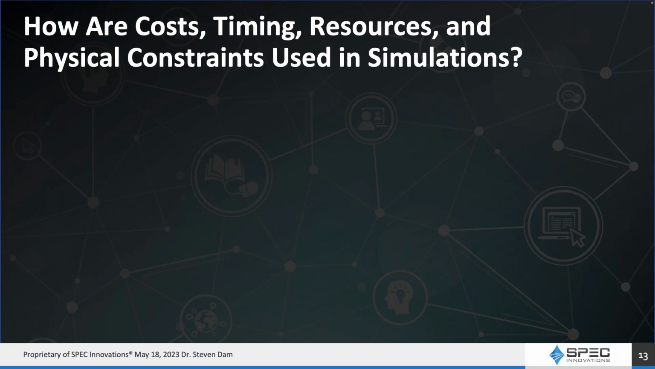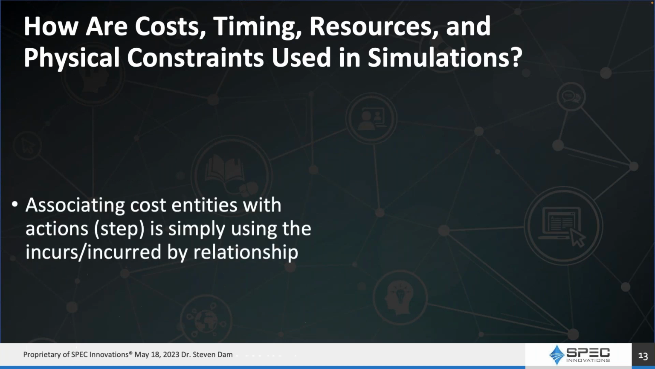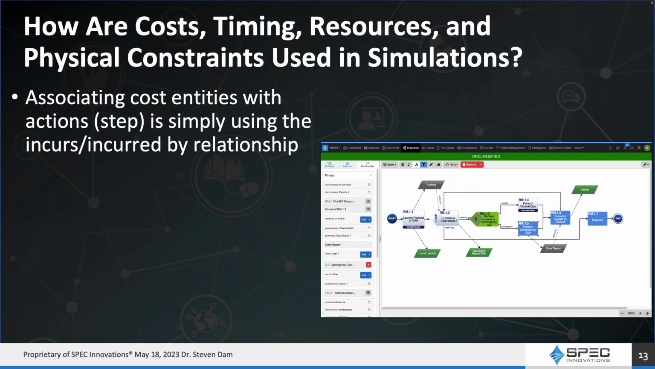So costs. How are costs, timing, and resources used again? Looking at cost elements a bit more in depth here, you can associate a cost entity with any step. Again, there's a simple relationship. It's called incurs or incurred by. So a cost is incurred by an action. An action incurs a cost.